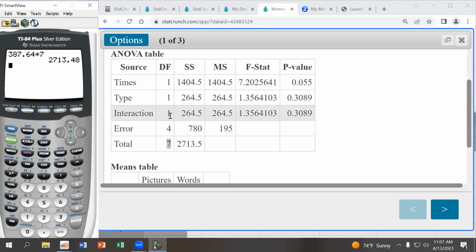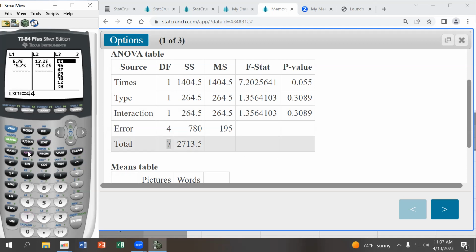We have to find 2 more sums of squares. We will get to that. So the fourth one, start. What is another word for error? Very good. Within. So that is your hint. Within means within cell. Good.